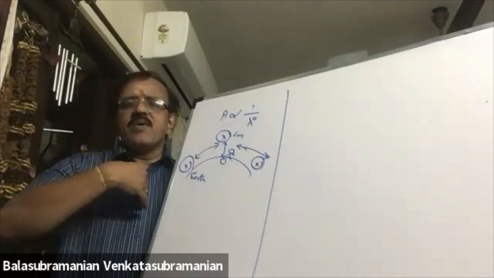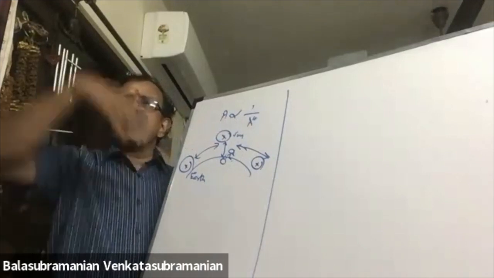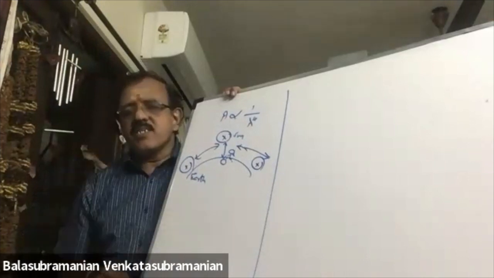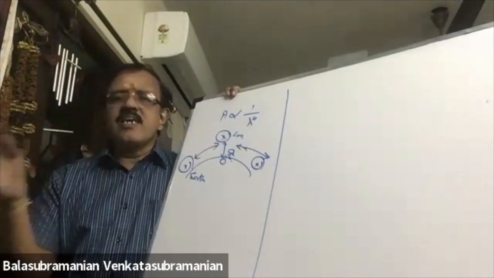So violet, indigo, blue and all will scatter away over some more distance. Only yellow, orange, red, that combination only will get.